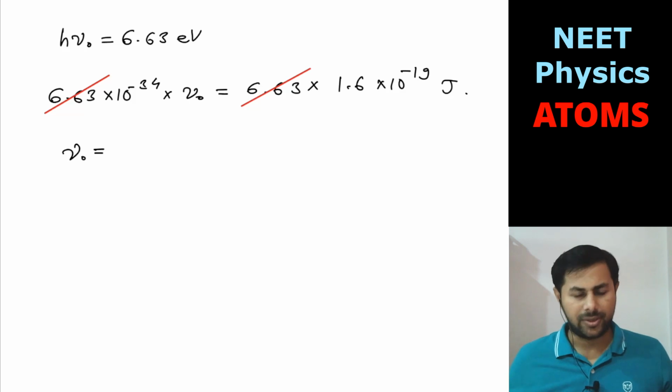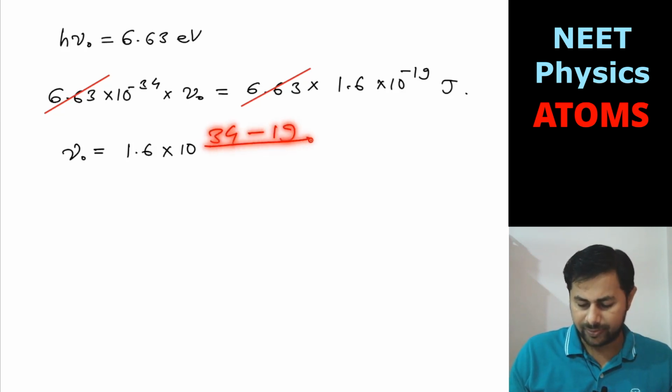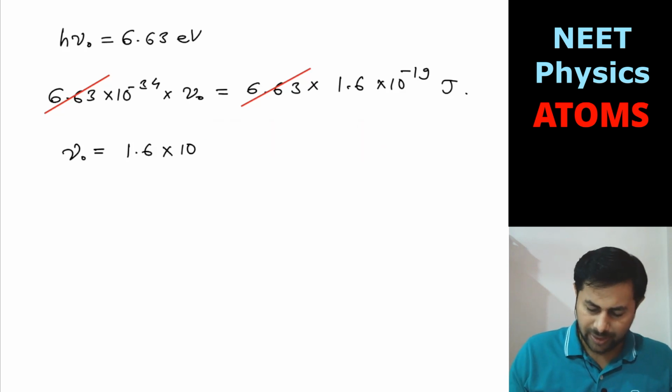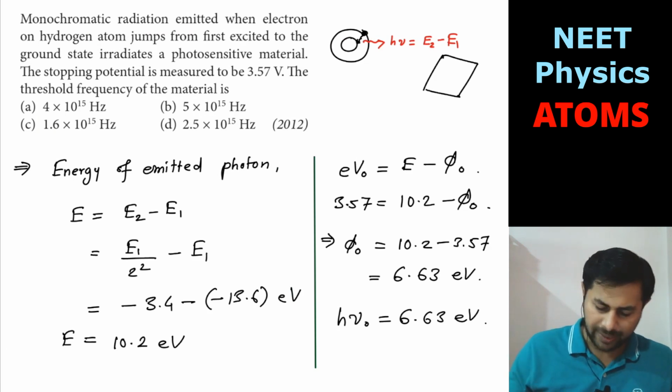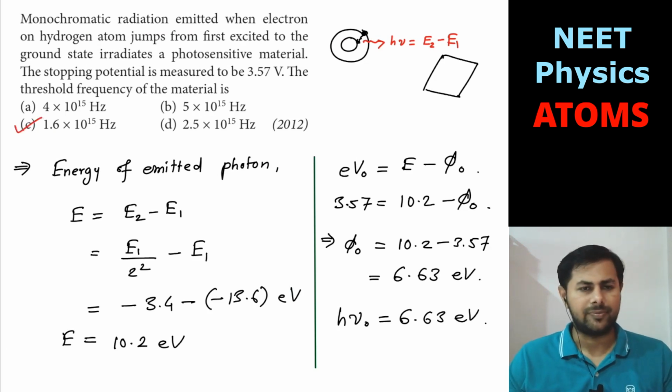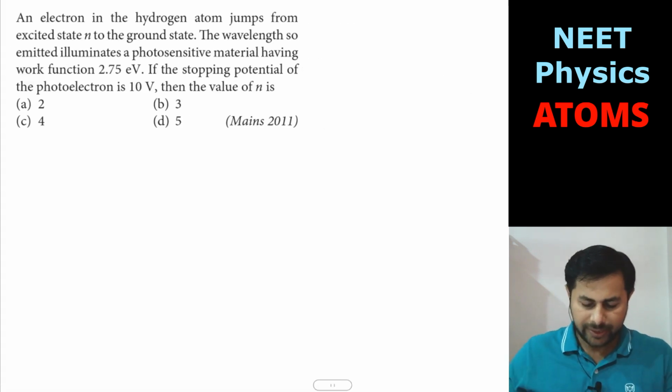So you get nu naught, therefore, is equal to 1.6 multiplied by 10 raised to plus 34 minus 19. So 34 minus 19, how much is this? 34 minus 19 would be 15. Yeah, 15. 10 raised to 15 hertz. This should be the answer: 1.6 times 10 raised to 15 hertz. Option C. Okay, this is clear, right? Yamini, is this clear? Okay, good. Let's see the next one.